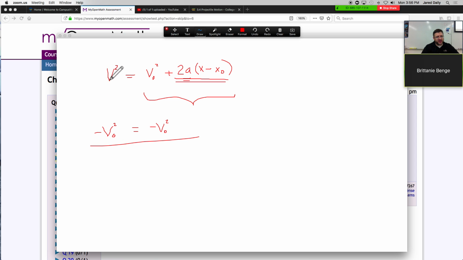Then on the left side, you're going to get v squared minus v naught squared, and we write that out, v squared minus v naught squared. I highly recommend you do one step at a time. Don't try to do multiple steps, it just confuses things. These two are going to cancel to give us 0, and then we're still going to have the plus 2a times x minus x naught.